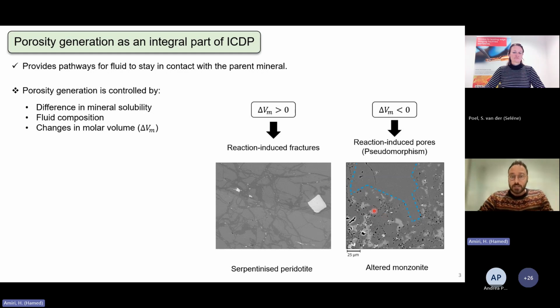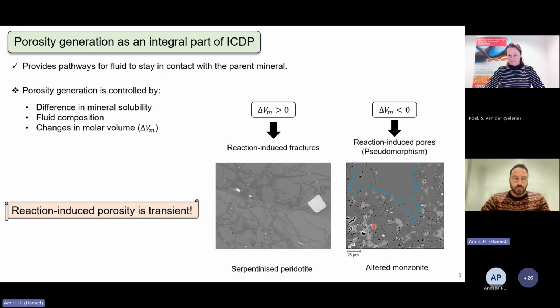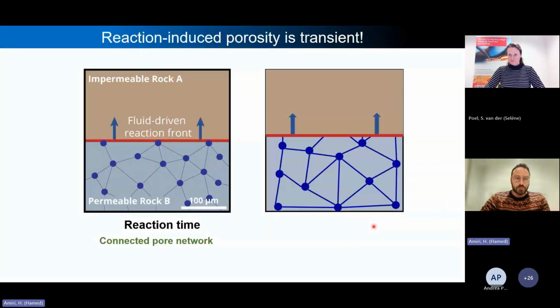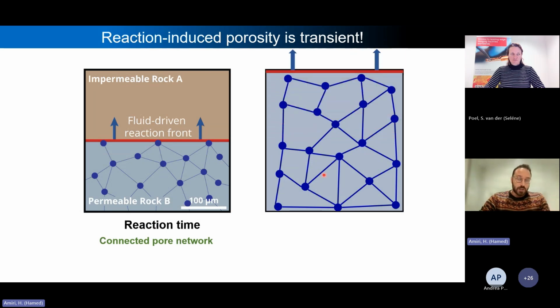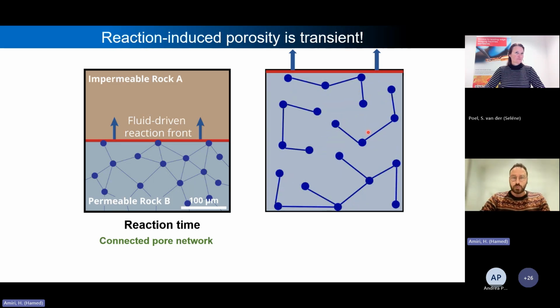But as you can see in this SEM image, these pores, the black pixels, are now disconnected. And this is because this porosity generation is a transient feature. What it means is that during the reaction we have a connected pore network, but when the reaction is over, the pores become disconnected due to the precipitation mechanism. And what we want to do is analyze the evolution of this pore space.